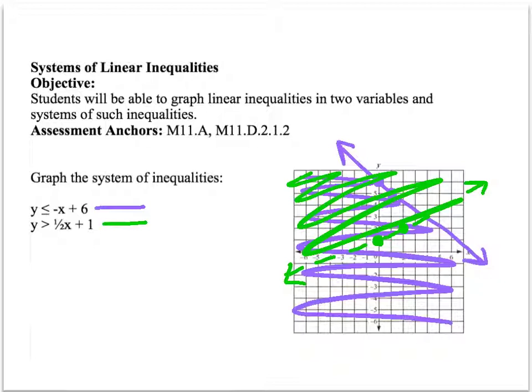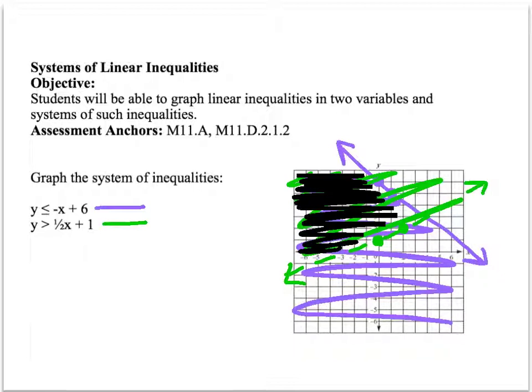Now your solution to this system is where your two shadings overlap. Do you remember when we did "and" inequalities and we had to have both statements being true? Here we have to have both lines being true in order for this system to be true. So where we have both purple and green, that is the solution to our system. This solid line would remain solid, and the dotted line would remain dotted.